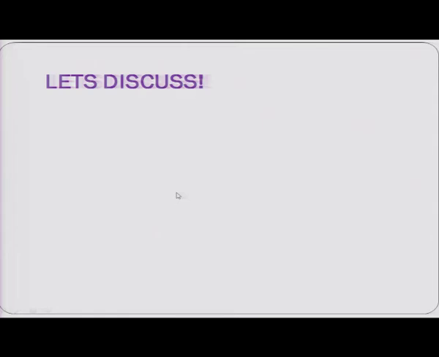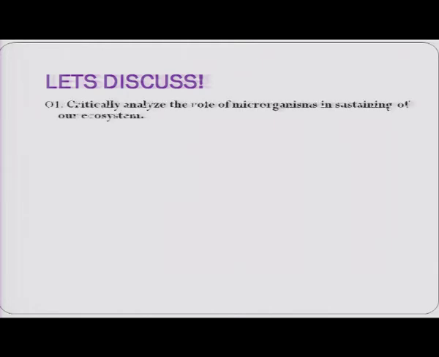Now, let us discuss those questions which I gave you in my previous session to reflect over. Number 1, critically analyze the role of microorganism in sustaining of our ecosystem. See, the microorganisms are very useful and indeed indispensable for any ecosystem, be it a wide level ecosystem or a smaller ecosystem such as our body.